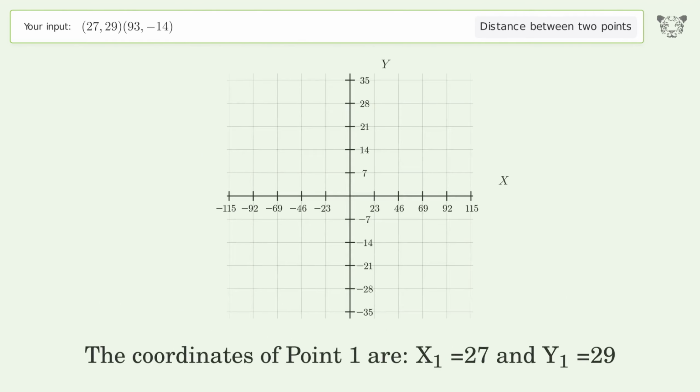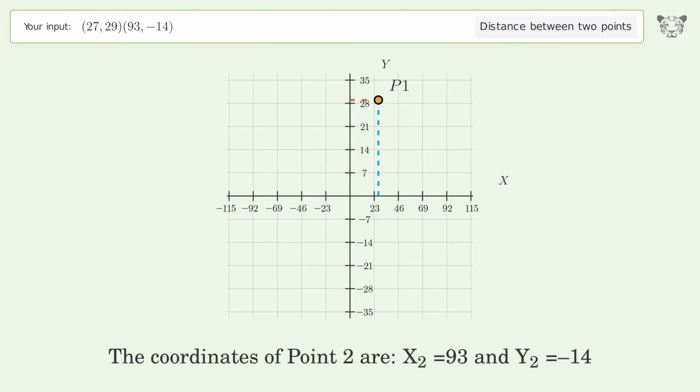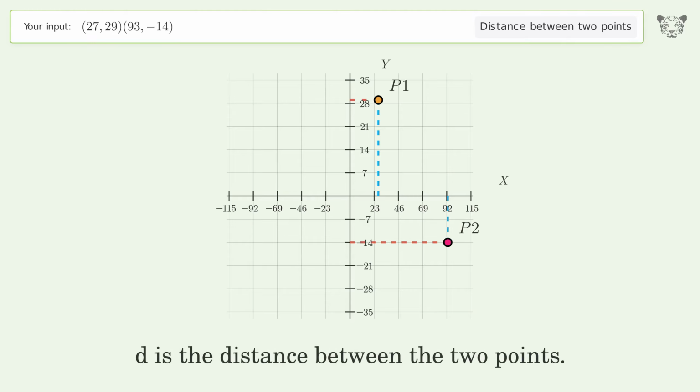The coordinates of point 1 are x1 equals 27 and y1 equals 29. The coordinates of point 2 are x2 equals 93 and y2 equals -14. D is the distance between the 2 points.